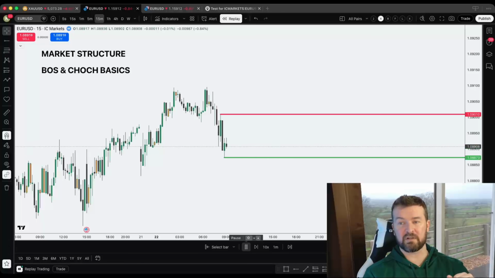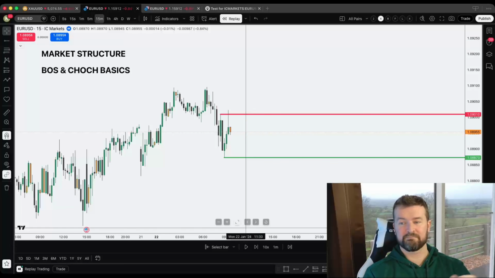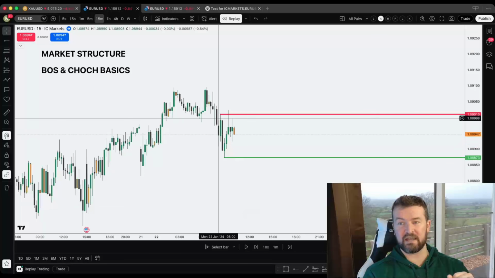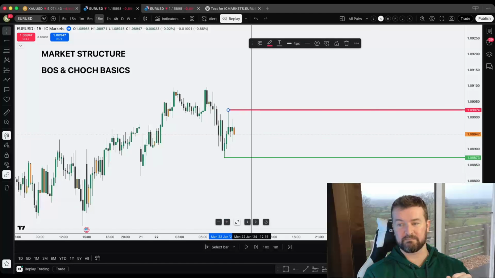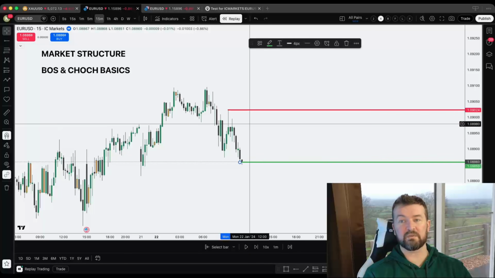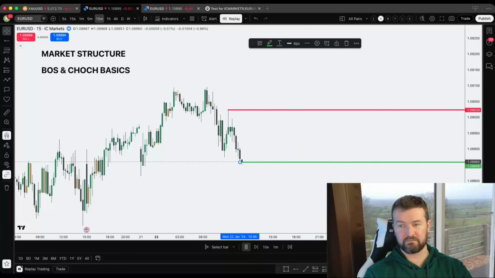So we're just going to keep on clicking through and see what actually develops. So we can essentially, at this stage, just extend CHoCh. There we go. And BoS has extended. We've already got CHoCh in the correct place.